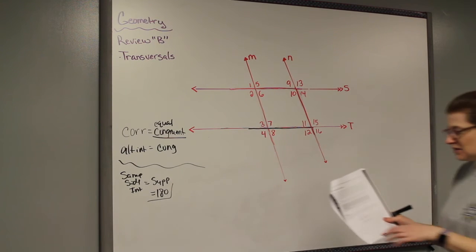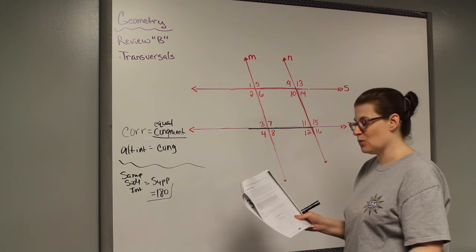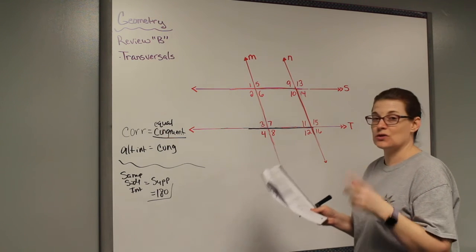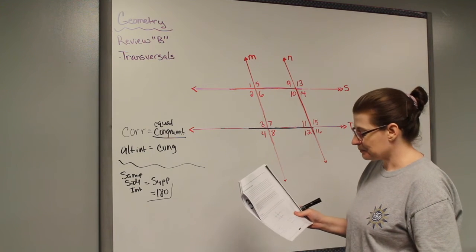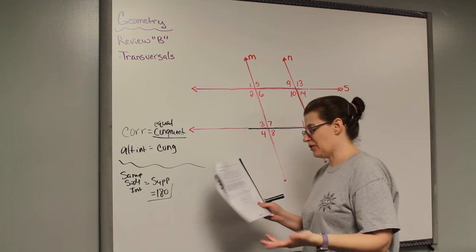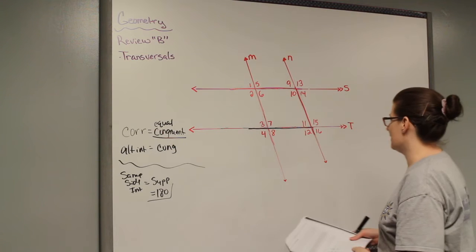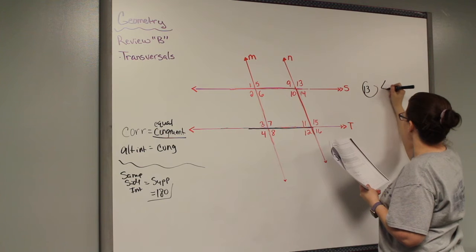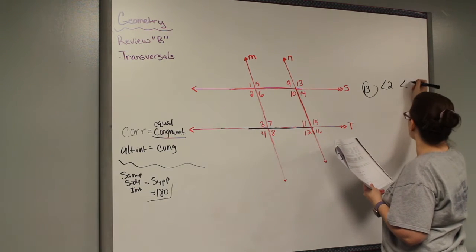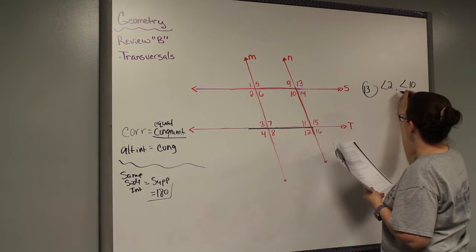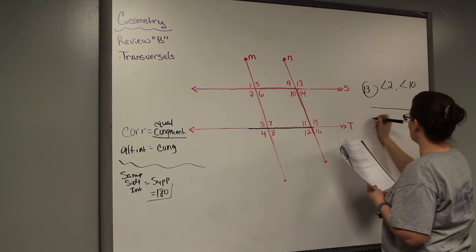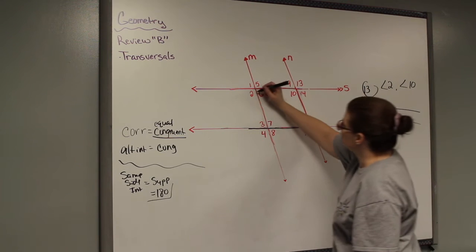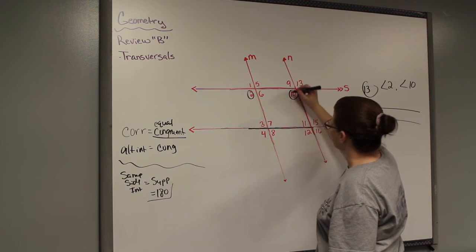So first of all, they give you 4 questions, and it says state what type of angles, and then it says tell if the angles are congruent or supplementary. So we'll look at number 13 and number 16. There's only 4 in this section. So 13 says angle 2 and angle 10. We want to tell what kind they are, and we're going to tell if they are congruent or supplementary. So 2 is right here and 10 is right here.